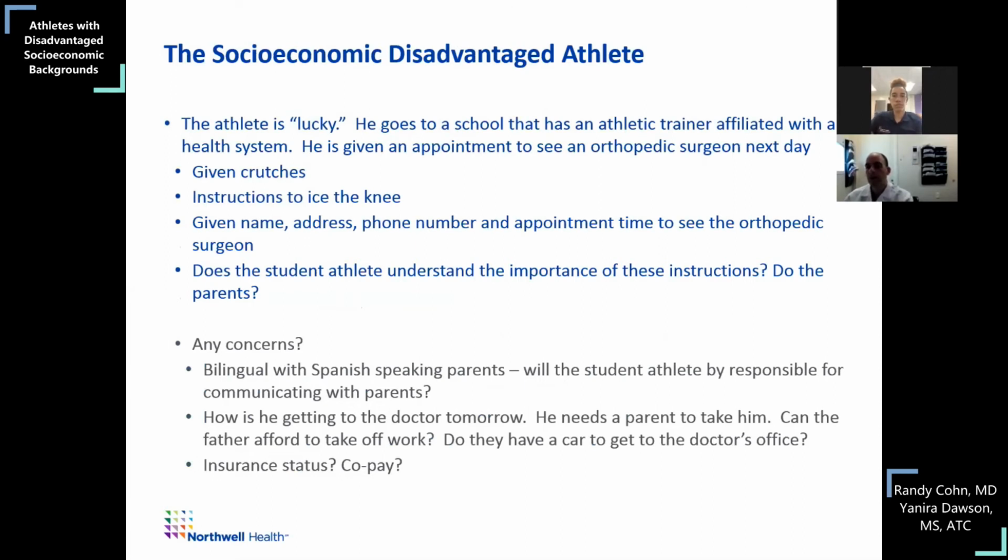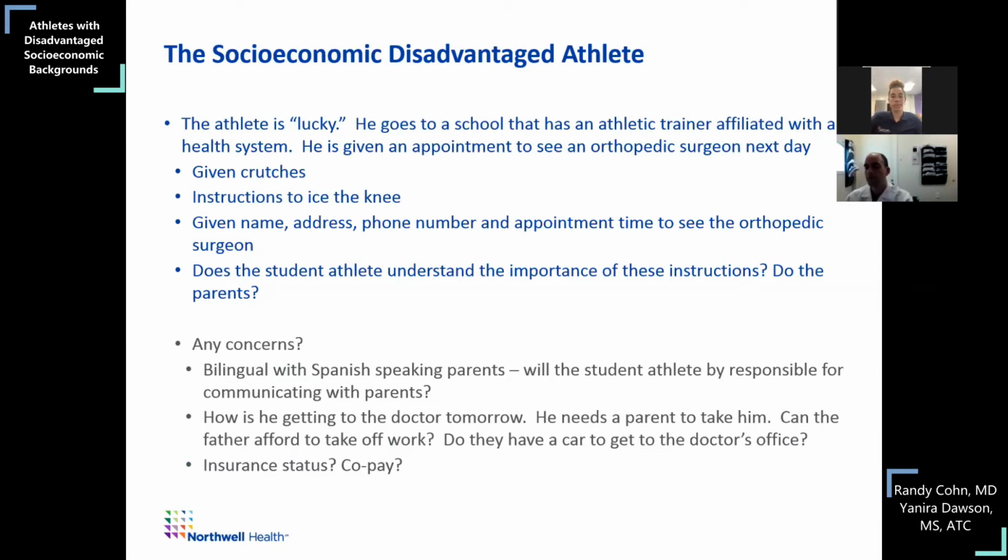We're lucky here in the sense that this student goes to a school that has an athletic trainer. That athletic trainer and the school are affiliated with the health system, and he's able to see an orthopedist the next day. So we give that student some crutches and instructions to ice the knee. The patient and the family are given the information on when to see the doctor. And the big question is, do they understand the importance of this? Do the parents understand the importance of seeing the doctor and what this might mean for their kid?